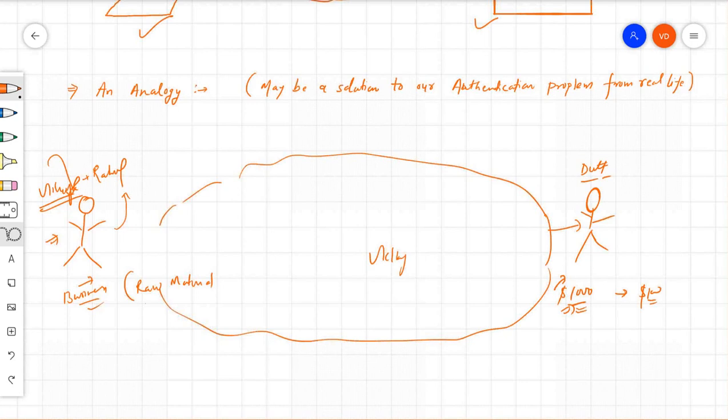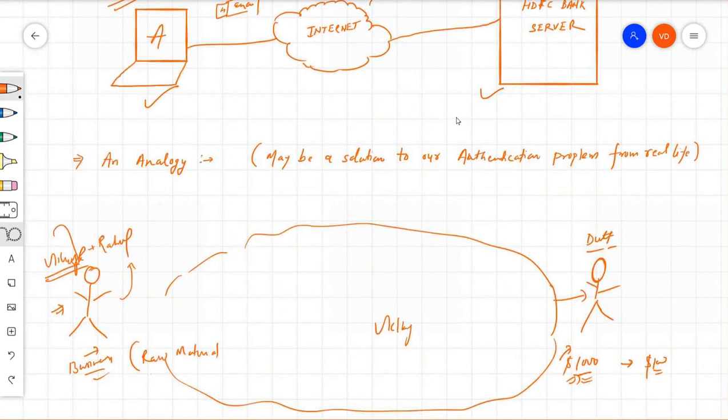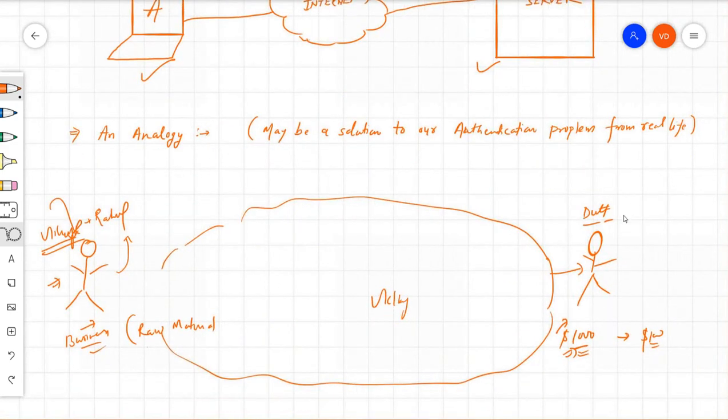Mr. Dutt does not trust Rahul. Rahul does not trust Mr. Dutt. And this is the same problem which we are seeing here also. A is not sure who HDFC Bank is, whether this one is the correct server or whether this one is the correct server. He doesn't know. Similarly, the bank doesn't know who you are. So this is a common problem which we see in our daily life, and the common problem name is trust. There is no trust between the HDFC Bank server and A. There is no trust between Rahul and Mr. Dutt. Am I making any sense?